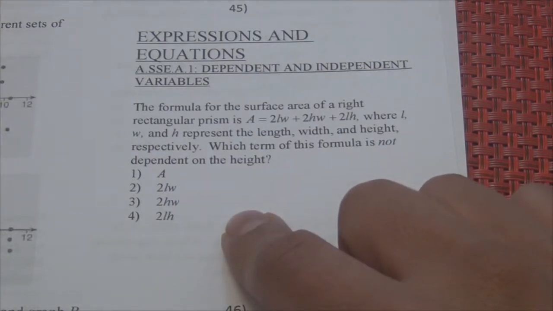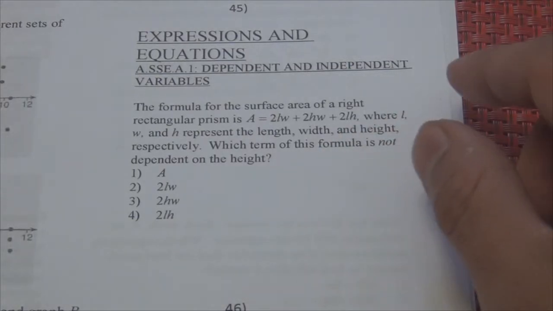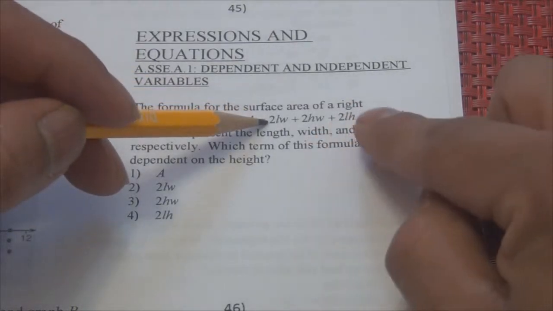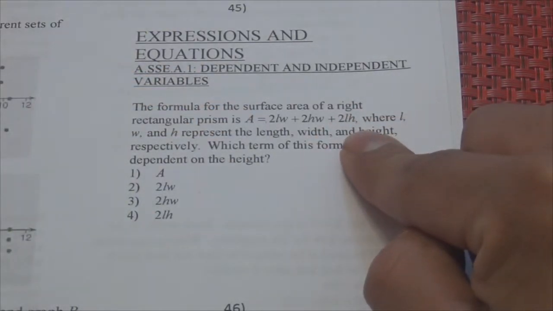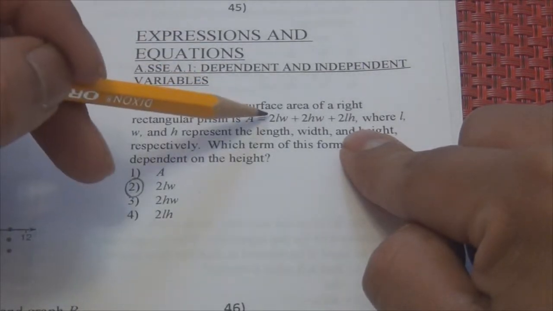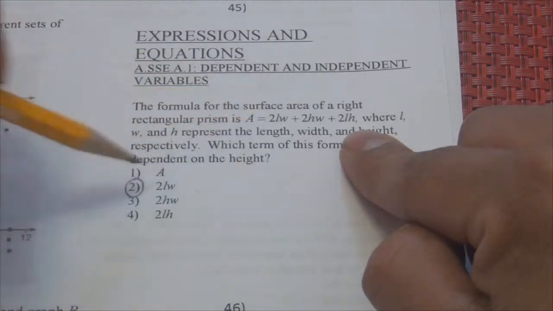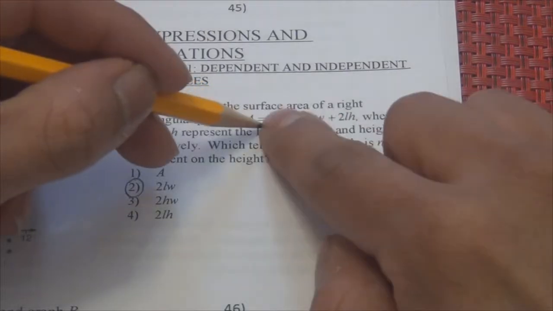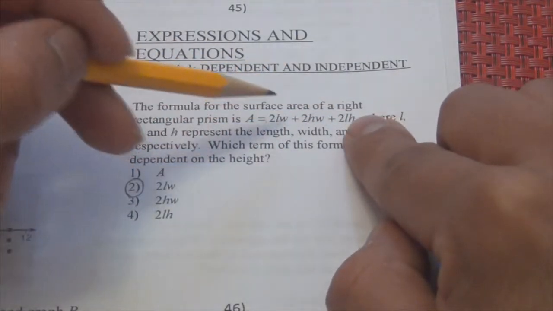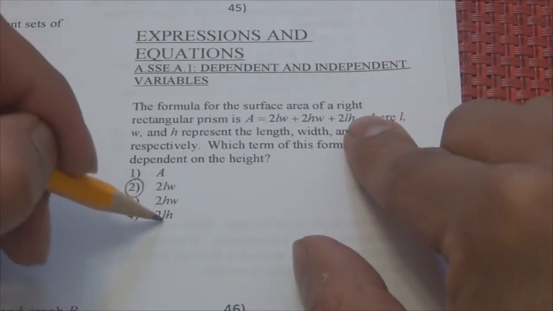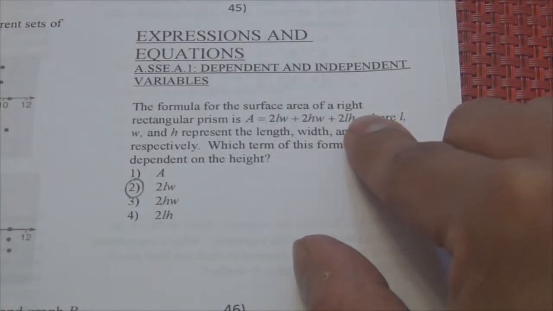Let's take a wild guess. Or actually, let's analyze this. Which of these does not depend on the height? If you chose choice number 2, you are correct. Choice number 2, 2LW, it does not depend on the height. The area is equal to all this, which includes the height. Then 2HW has height, 2LH has height. This one does not depend on the height. Boom.